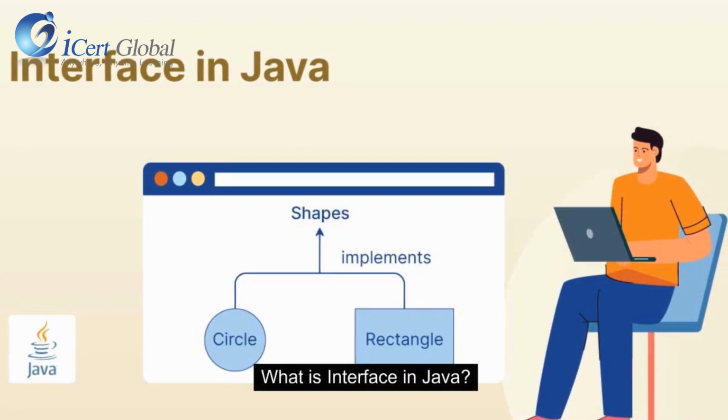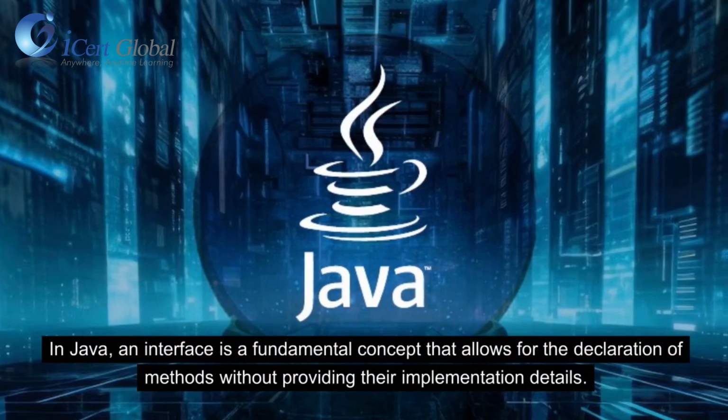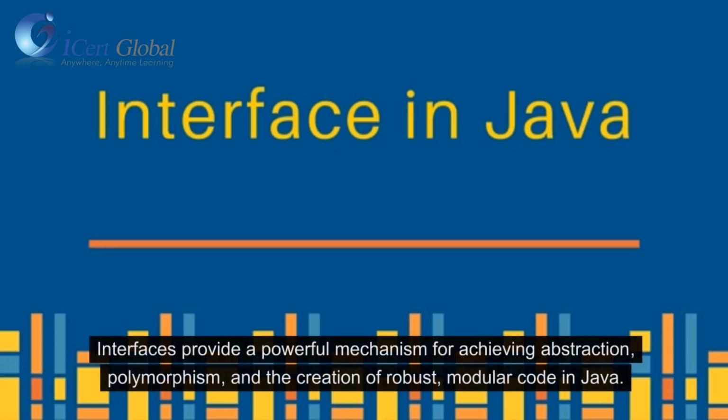What is interface in Java? In Java, an interface is a fundamental concept that allows for the declaration of methods without providing their implementation details. Interfaces provide a powerful mechanism for achieving abstraction, polymorphism, and the creation of robust, modular code in Java.